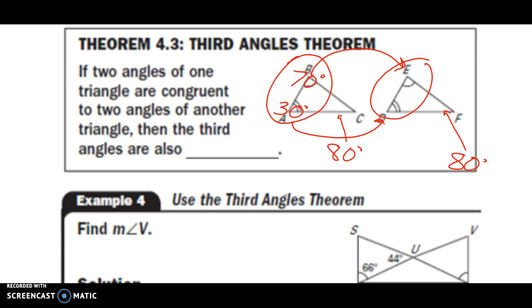Yep, just common sense. You probably already knew that. But now we have a name for it, the third angles theorem. If you know two angles, you know the third.